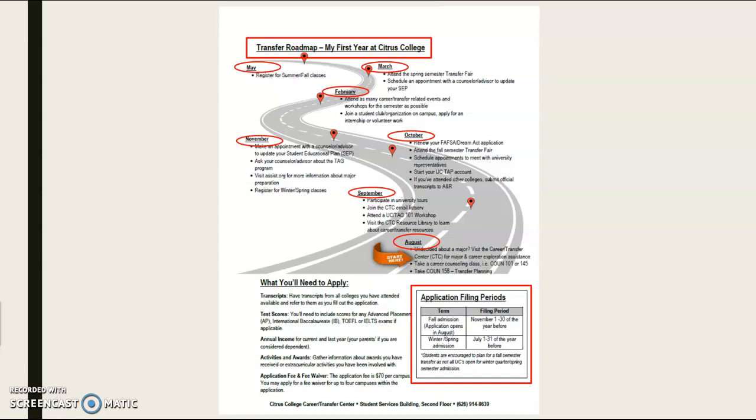Here is the application filing periods. When do I apply for transfer? Which we'll break down in the next slide. And then what you will need in order to apply to transfer. If you need assistance, there's a phone number there, 626-914-8639. Call the Career Transfer Center, set up an appointment, get your research done, get your questions answered.